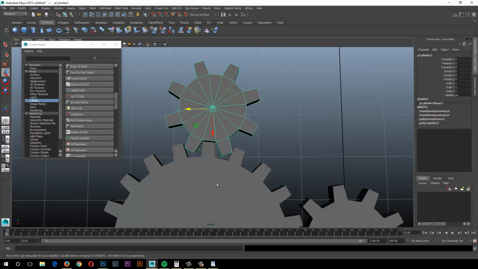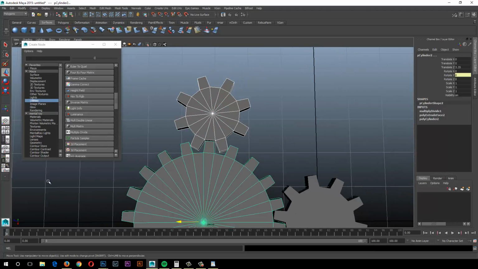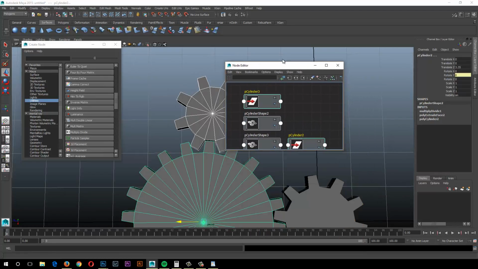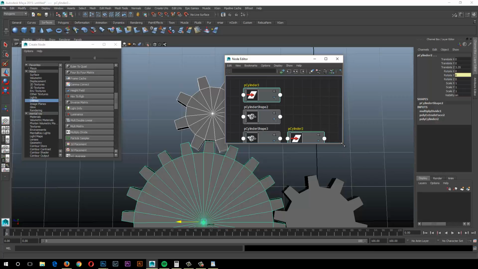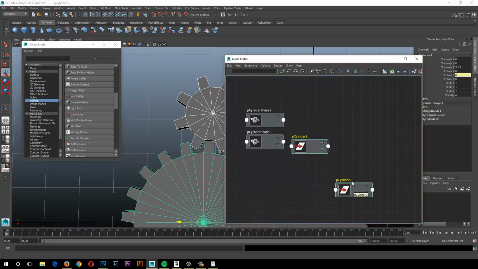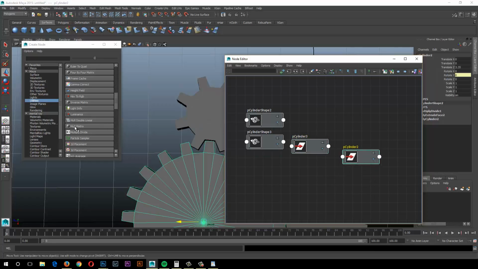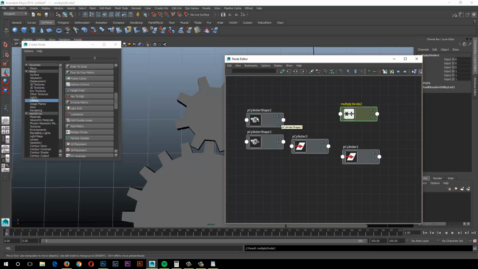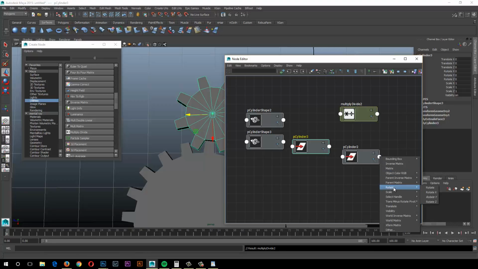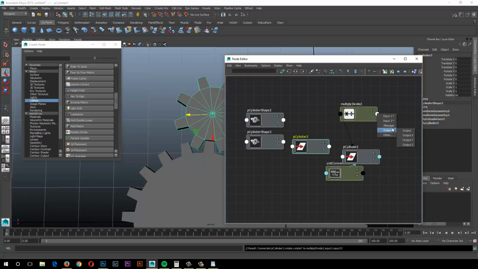And I'm going to grab these two gears again, open up my node editor, which is down on the screen, and make this a little bit bigger. Going to go ahead and create another multiply divide node. And I'm not certain on the math yet, so let's just hook these up first. So this will be driven by the rotation of the bigger gear, so rotate Y. So we plugged into input 1. And then the output of Y will be put into cylinder 3.